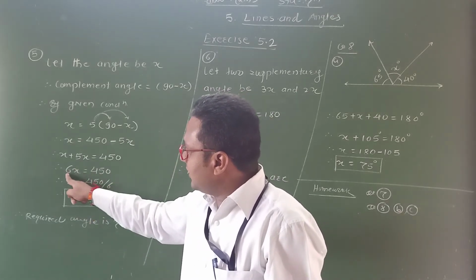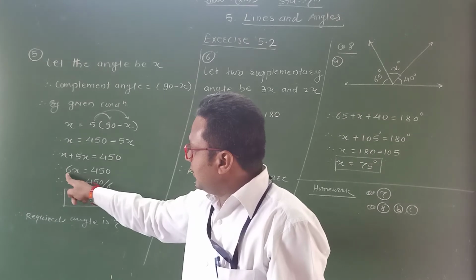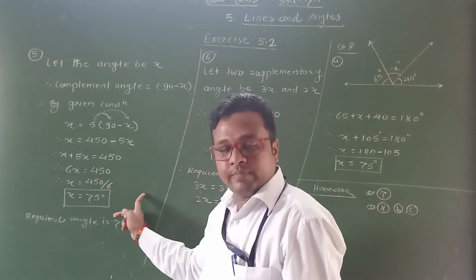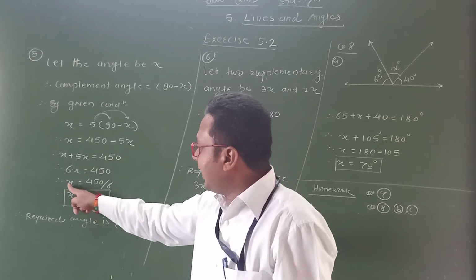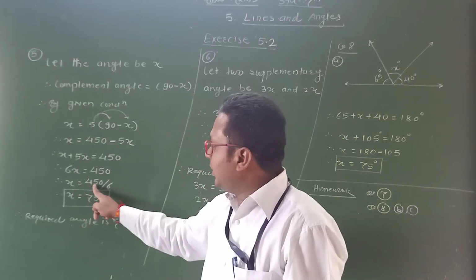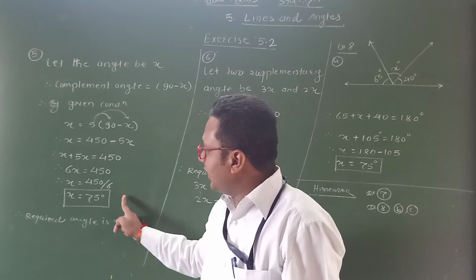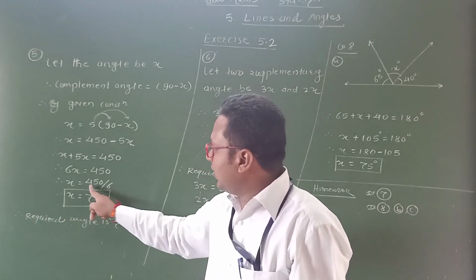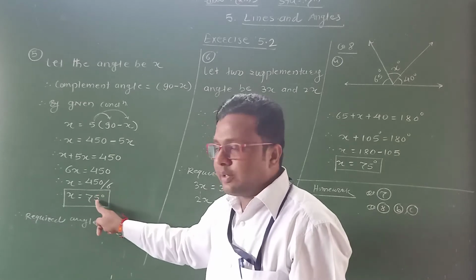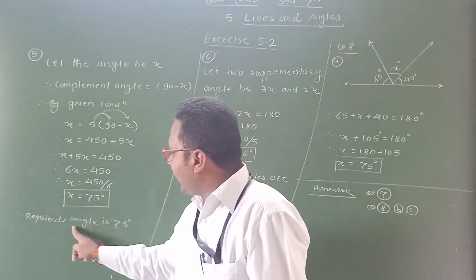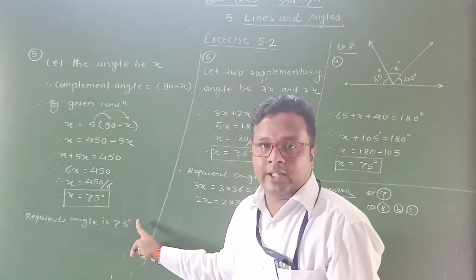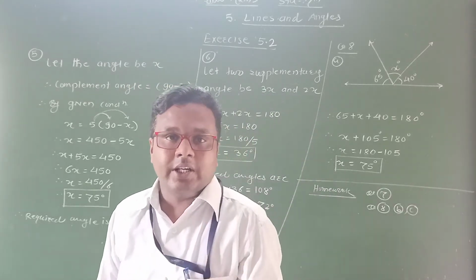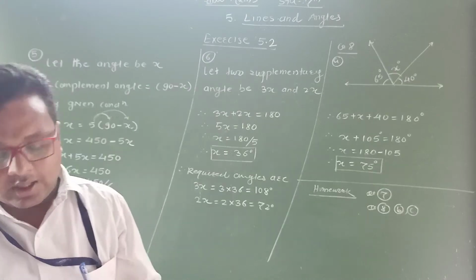Then 6 is in multiplication with x. If we transfer it to the right hand side, it will come in division. Therefore x is equal to 450 divided by 6. Therefore x is equal to 75 degree. Therefore the required angle is 75 degree. Therefore the measure of the given angle is 75 degree. Okay, this is the answer.